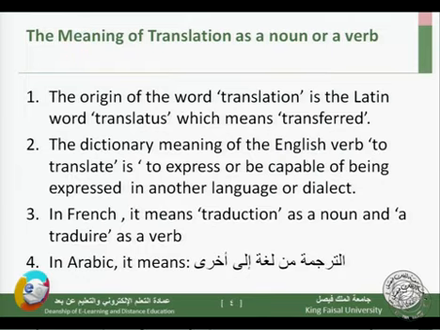Now, before you answer the question, what is translation? We need to know the meaning of translation. What is the meaning of translation as a noun or as a verb? I have mentioned here about four meanings, just to give you an idea. As you can see, number one, the origin of the word translation is the Latin word translatus, which means transferred. Transferred means from one language to another.